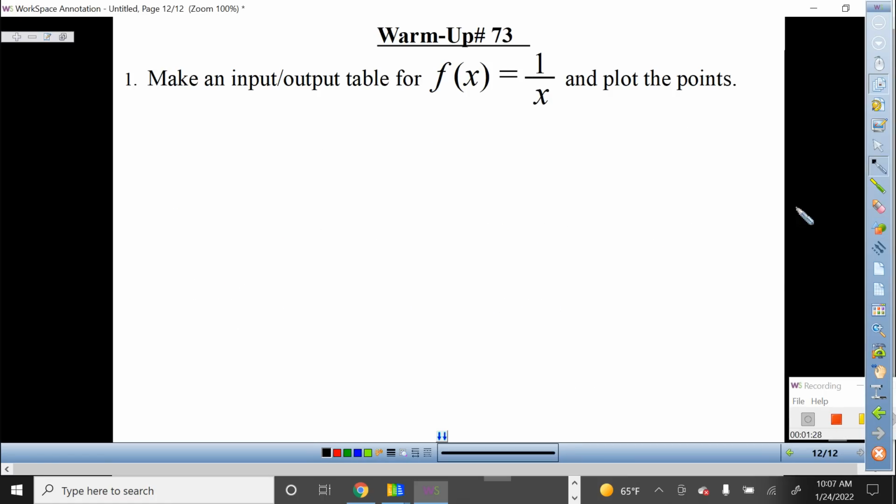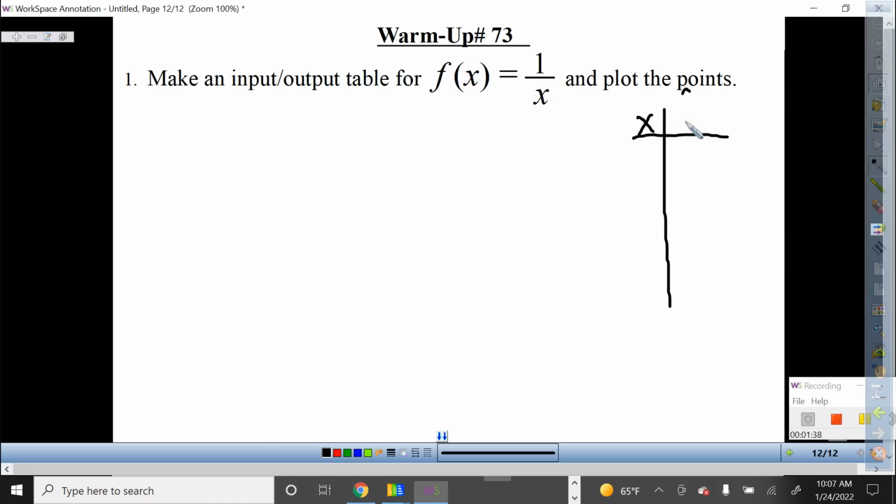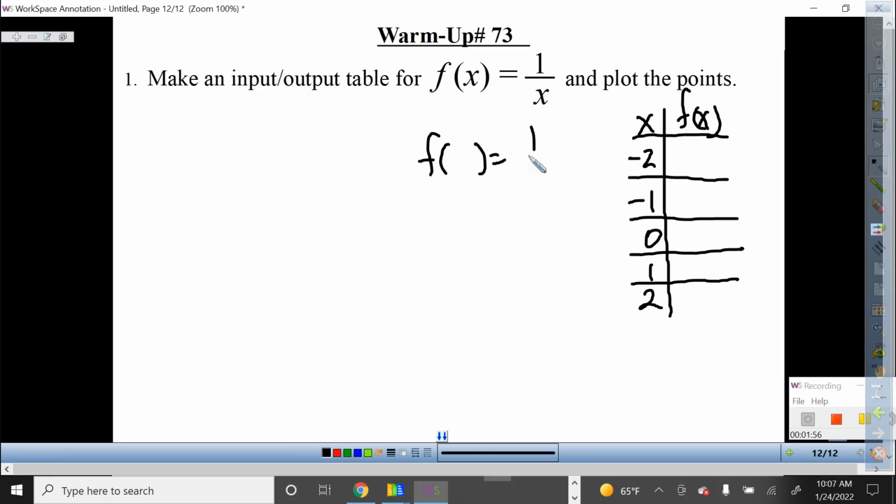Alright, here goes number 1. It says, make an input output table for f of x equals 1 over x and plot the point. So on the side I'm going to write x, f of x, and for x I'm going to use negative 2, negative 1, 0, 1, 2. Our usual, yeah? Our bread and butter? Yes, Mr. Q. Alright. So basically I'm going to take this function and substitute all those values to get our f of x.